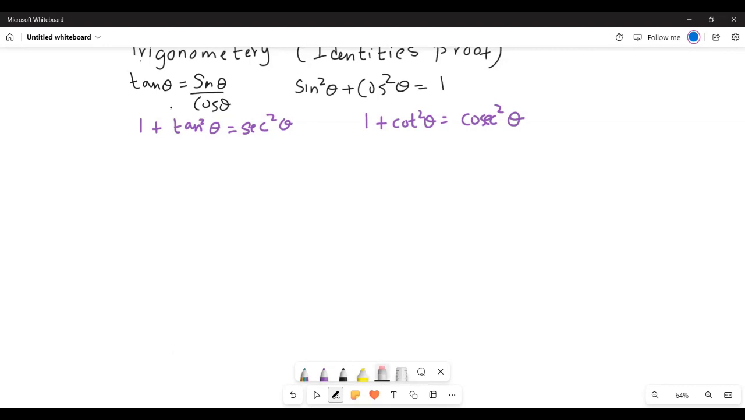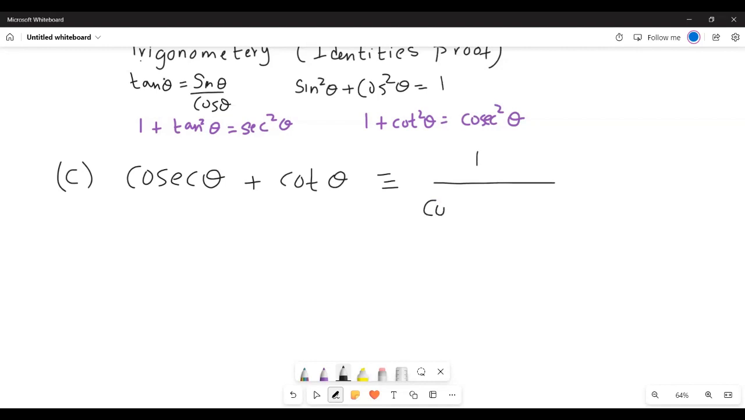Part C. Cosecant theta plus cot theta is identical to 1 over cosecant theta minus cot theta.